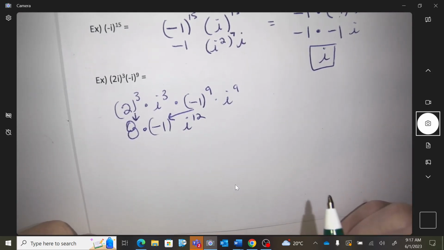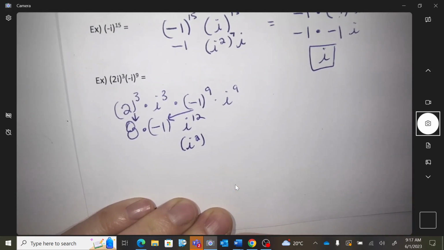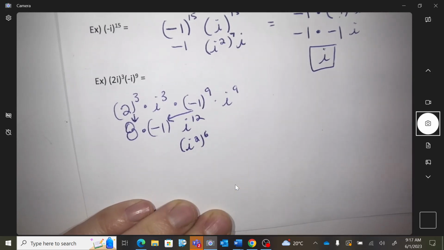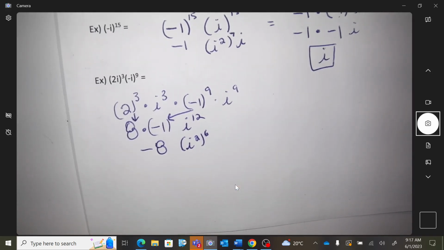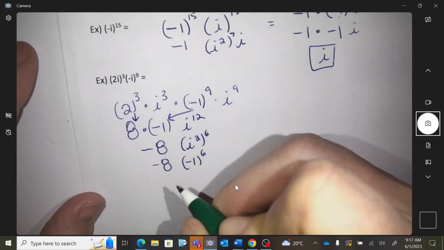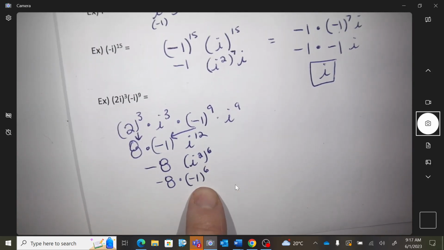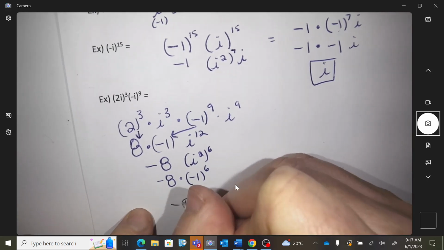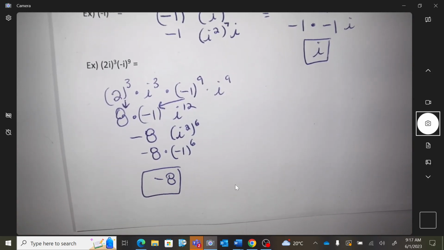Then you've got to do your i work. So i squared can come out of that perfectly with a 6. i squared is -1 to the 6th. All that is +1, right? +1 times the -8. So then -8.